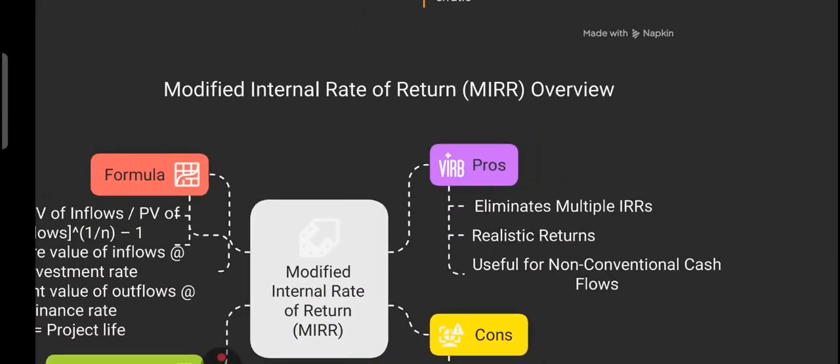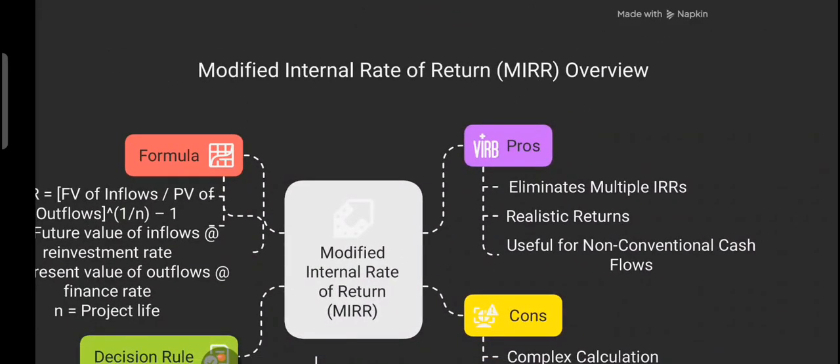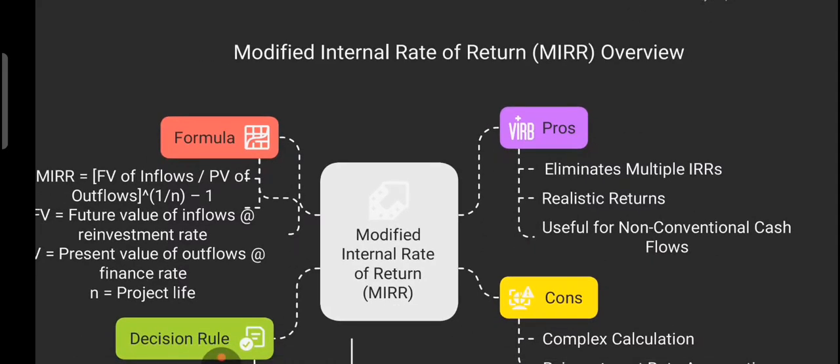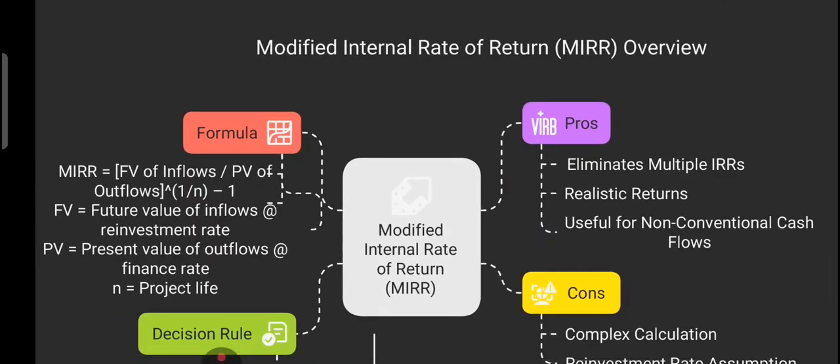Now have a look at MIRR, that is called modified internal rate of return. Obviously this is a good version, a nice version of this IRR. So have a look at MIRR. Why do we talk about this MIRR? Because the standard IRR has a big flaw, a big limitation: it assumes that all interim cash flows are reinvested at the IRR itself, which is often unrealistic. Yes, IRR assumes that all the cash inflows are reinvested at the IRR itself, which is very unrealistic.